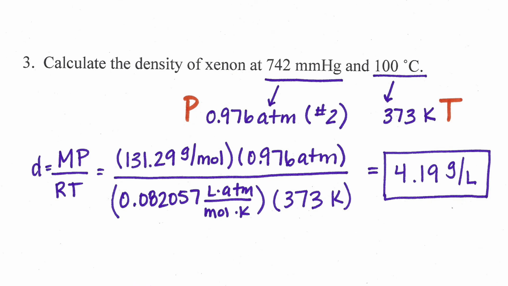In question number 3, we're going to calculate the density of xenon at a pressure of 742 millimeters of mercury and a temperature of 100 degrees Celsius. In question number 2, we previously converted that pressure of 742 millimeters of mercury to 0.976 atmospheres. Now in this question, we have a higher temperature at 100 degrees Celsius, so that's going to be 373 Kelvin. As I plug into my equation and solve for the density of xenon, I get 4.19 grams per liter.